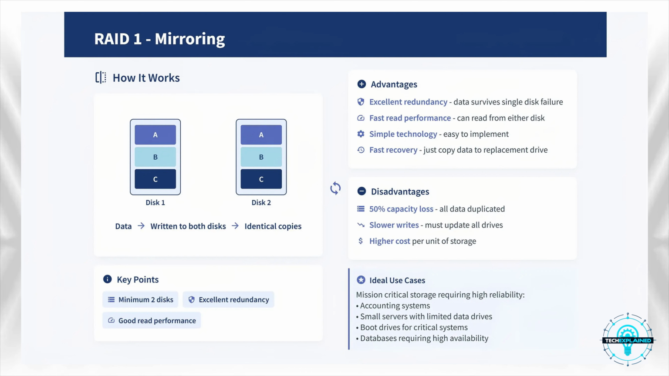RAID 1 is ideal for critical systems where data availability is more important than storage efficiency, such as servers hosting essential applications, financial systems, or storage of important business data.